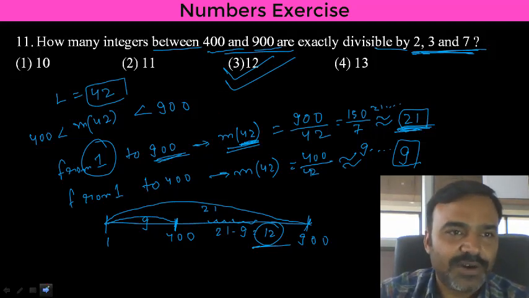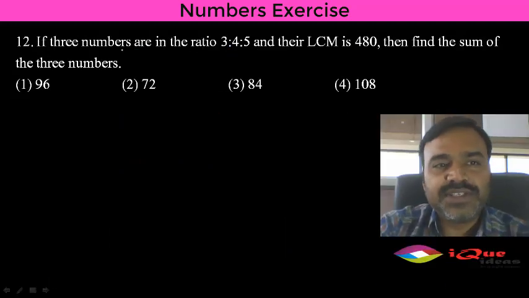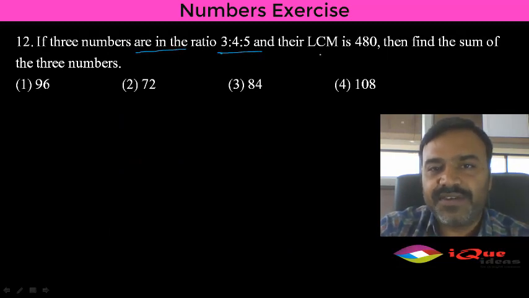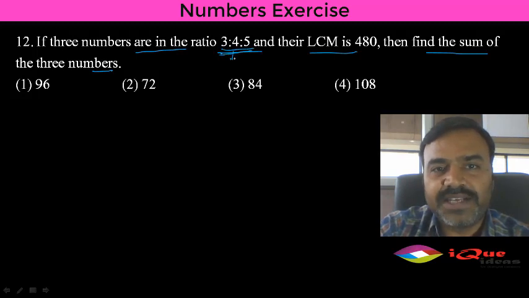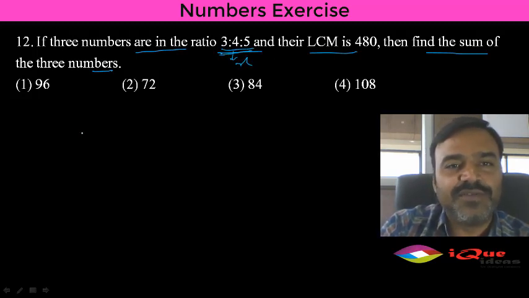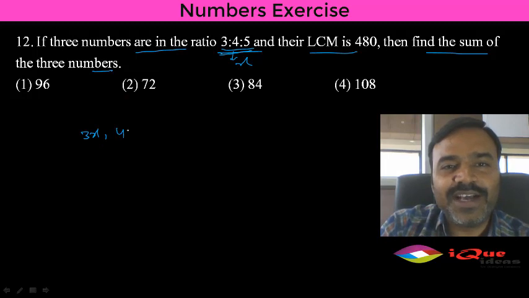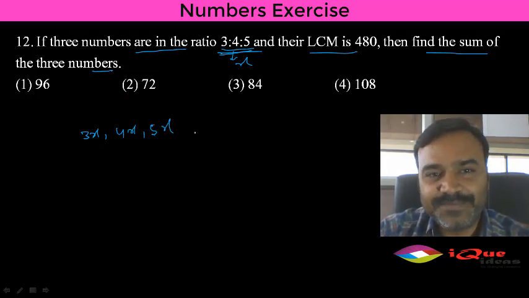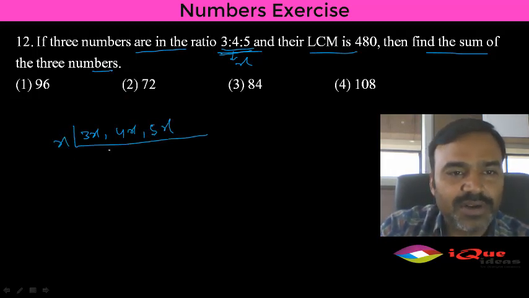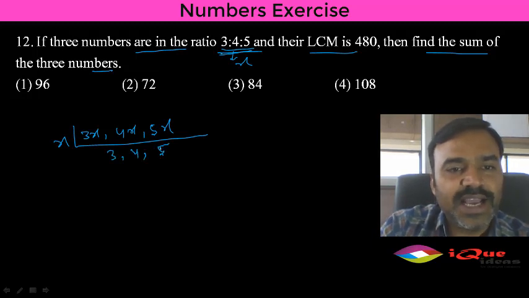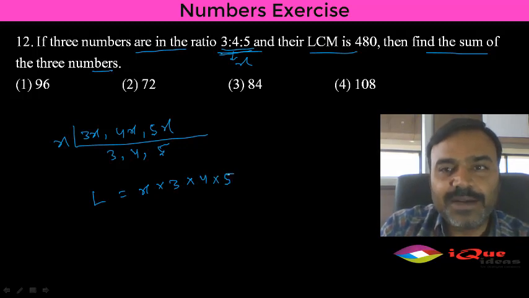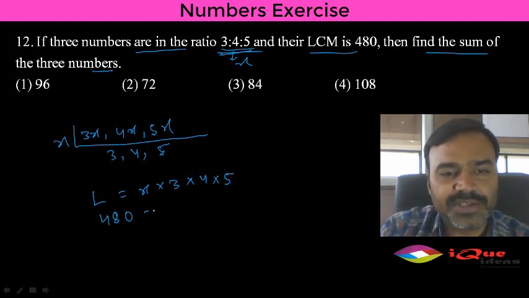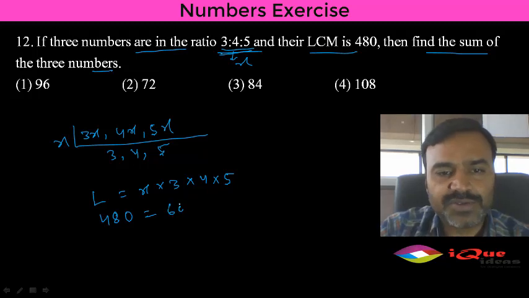Okay, let's take up the next question now. Next question says if 3 numbers are in the ratio 3:4:5 and the LCM is 480, find the sum of these 3 numbers. So if I take the smallest common multiple as x, and the ratio is given, we can take the numbers as 3x, 4x and 5x, right? And if you take x common, you will get 3, 4, 5 out. So the LCM will be clearly x into 3 into 4 into 5. And LCM is given 480. So 480 equal to 3, 4, 12, 5 is 60. So 60x. So x has to be 8.